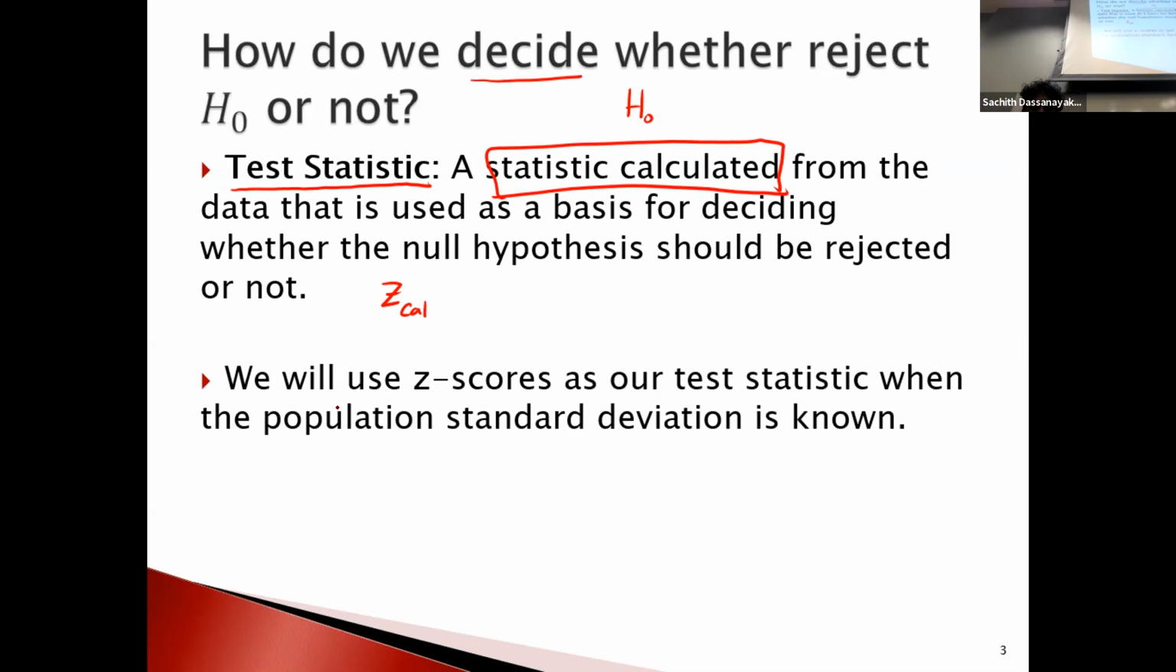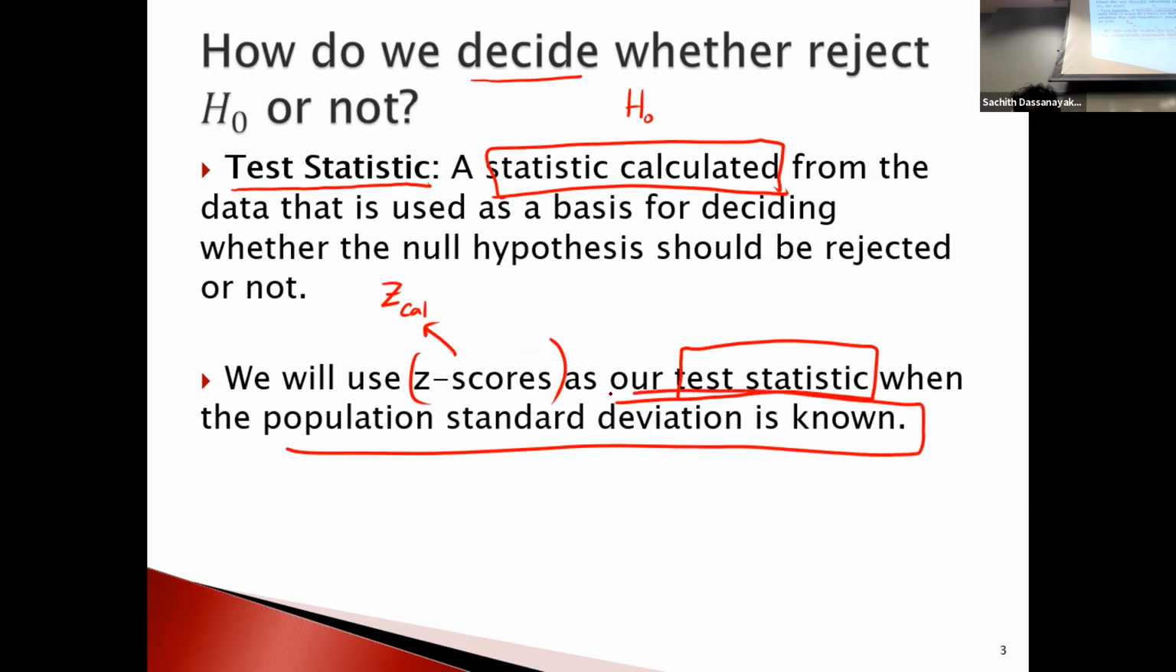We will use the Z score or Z table as our test statistic. That's why I use Z cal. This one is important. Same as chapter 8.2, we assume that the population standard deviation, which means sigma, is known. In this section, sigma is known. That's why we are going to use the Z table.